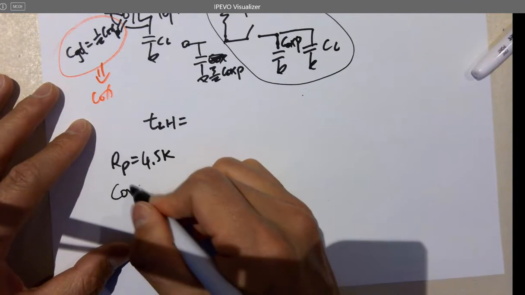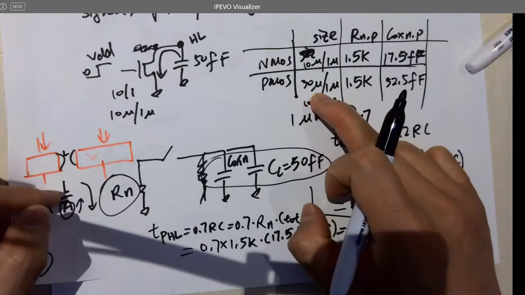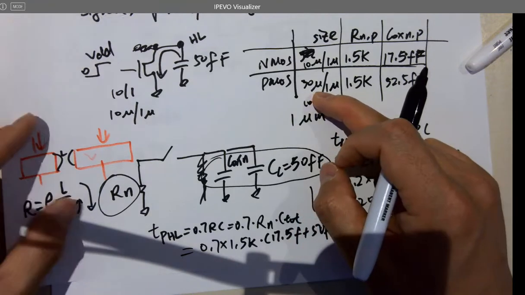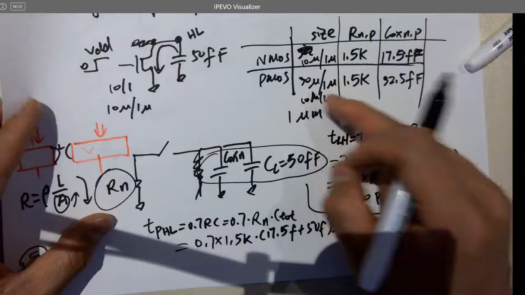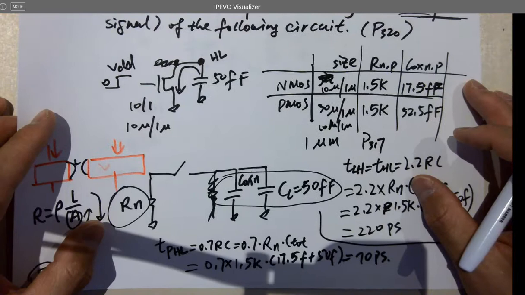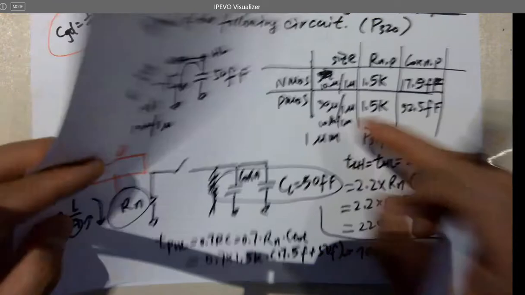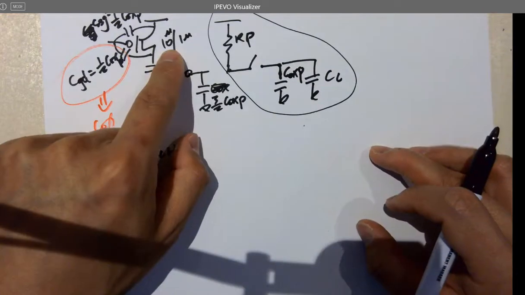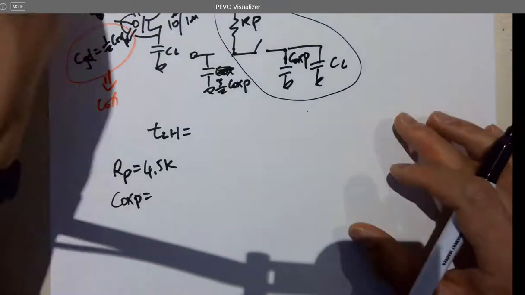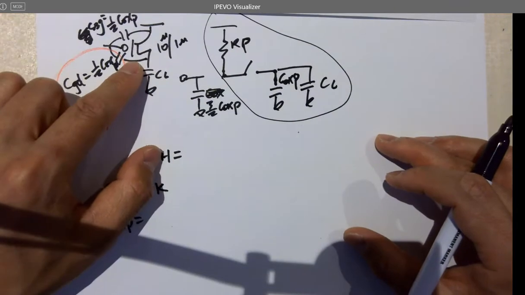So what about Cgs P here? It's 3 times smaller. So the area will be 3 times smaller or 9 times smaller? So what's the area here? 30 times 1, 30. What's the area here? 10 times 1, 10. So the area for this new PMOS will be 3 times smaller.